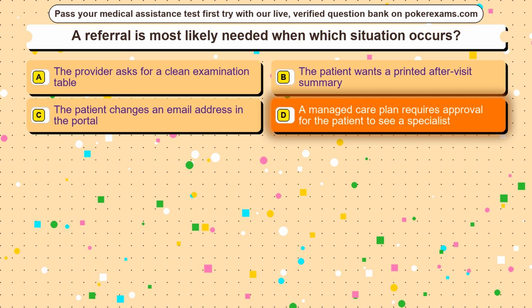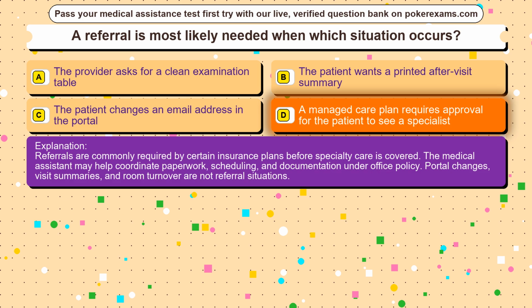The correct answer is option D. A managed care plan requires approval for the patient to see a specialist. Referrals are commonly required by certain insurance plans before specialty care is covered. The medical assistant may help coordinate paperwork, scheduling, and documentation under office policy. Portal changes, visit summaries, and room turnover are not referral situations.